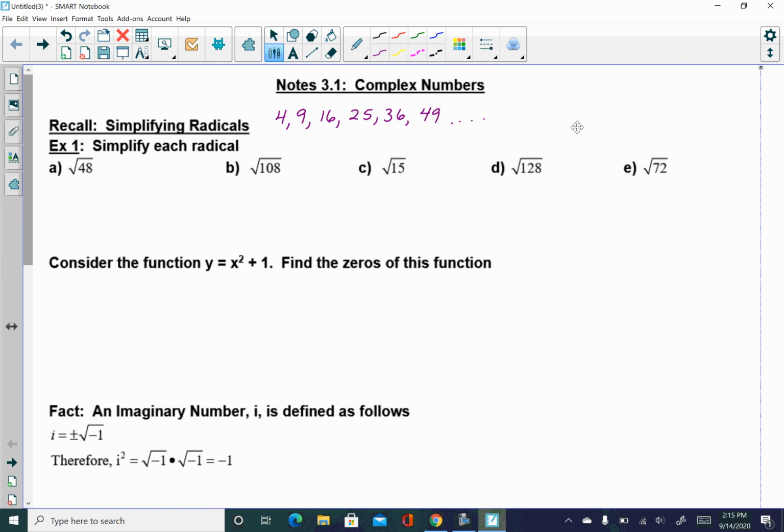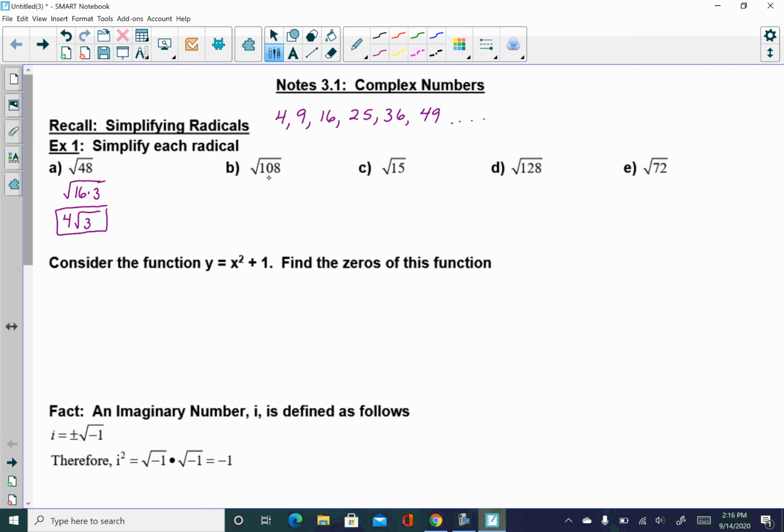When you're trying to simplify a radical, you're trying to find the highest number in this list that will divide evenly into your given number. For example, with 48, I know 16 will go into 48. So 48 is the same as 16 times 3. Whatever you can take the square root of comes outside the radical. The square root of 16 is 4, and I can't take the square root of 3, so 3 stays inside. You'll always know you can stop here because there's not a number in your list that will divide evenly into 3, so you're done.